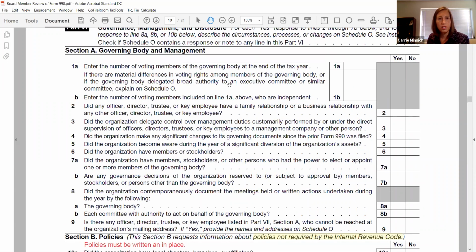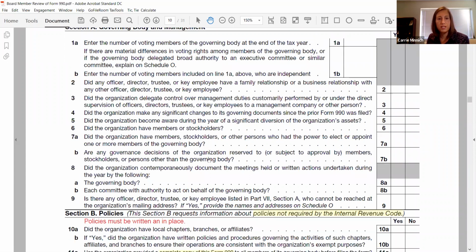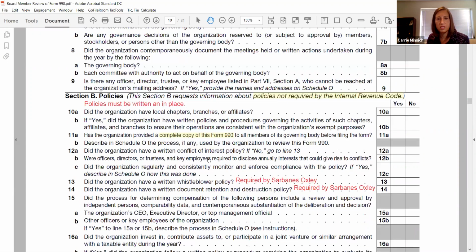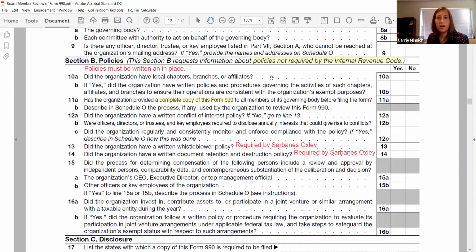So Section A really talks about the governing body and management, and then Section B talks about different policies that should be in place. And again, the IRS specifically says that these policies are not required by the Internal Revenue Code. However, they want to know if you have them in place. So if they want to know if you have them in place, you should probably have them in place. These policies must be written. If they're not written, you technically don't have them in place. And they should also be in place during the year. So if your organization does not have these policies in place, now may be a good time to look into putting some of these in writing.